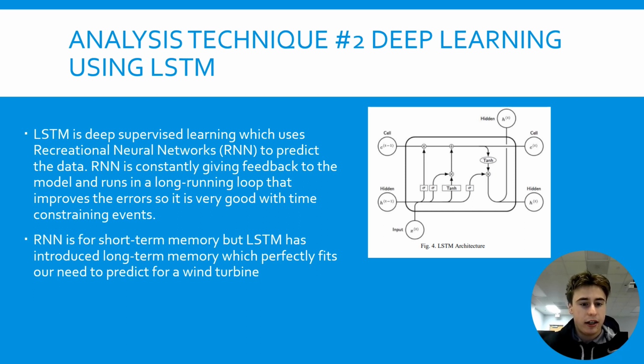Now, RNN is for short-term memory, but LSTM basically converts it into long-term memory, which will fit our need for the wind turbine as our application. Now you can see how the system architecture works in this, and how the feedback loop works. It uses a lot of math and a lot of variables in order to solve it.